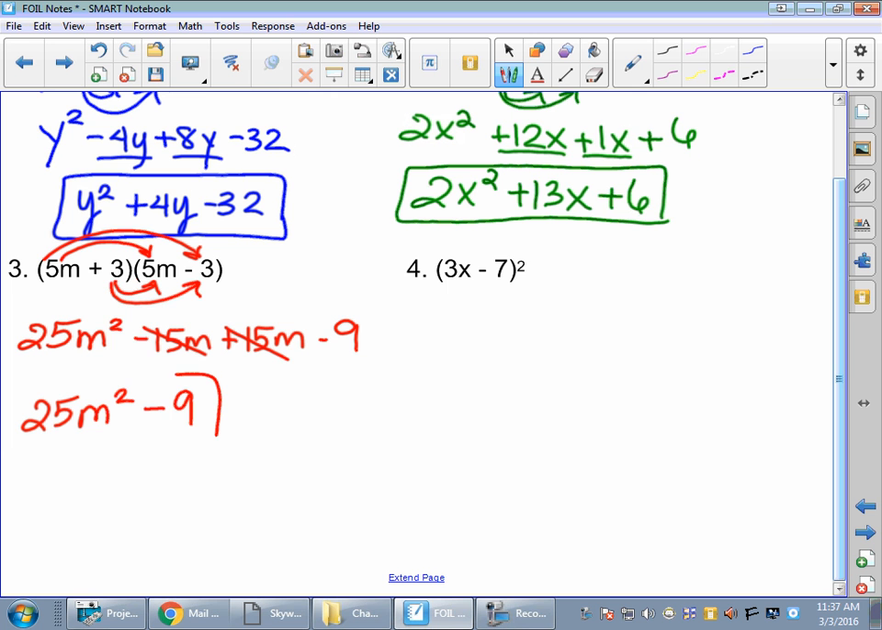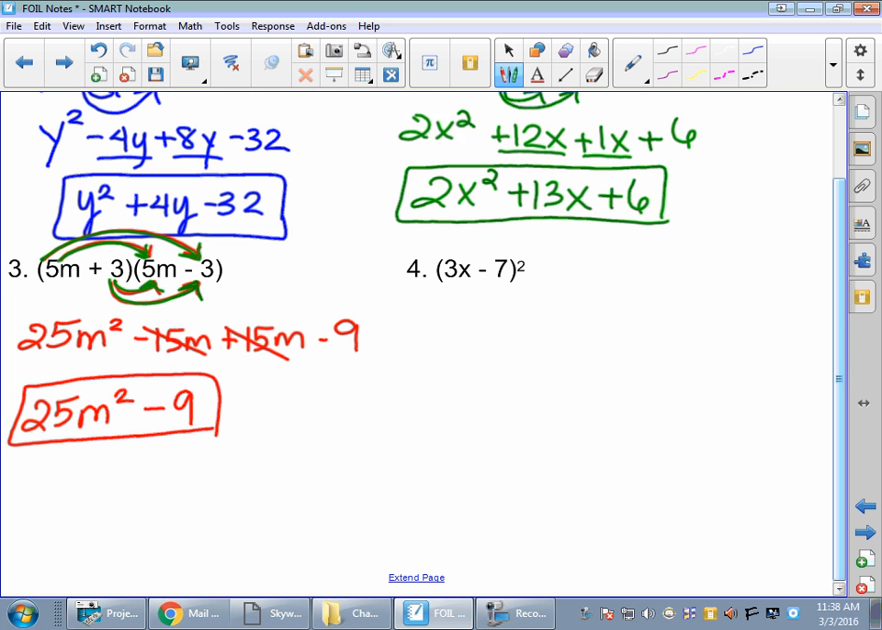I do want to mention, if you look at my arrows, my first and my outer arrows up above are just distributing. First is taking the 5m and distributing it to the 5m in the other. Outer is taking that same 5m and distributing it to the second term. And then we're going to distribute the 3 through the 5m and then the 3 through the negative 3. So we are using the distributive property. We're just not splitting it up and writing down all that work. By using the letters FOIL, we can just sort of know that that's going to happen.